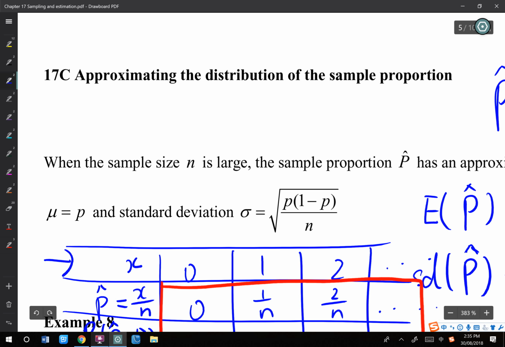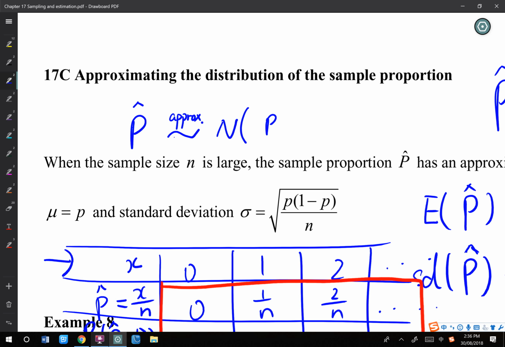So what I can write here is p hat is a random variable. I'm not going to convert that into x. I don't care about x now. I will say that it's approximately a normal distribution. Again, everything looks like a normal in the end. With mu: mu is p, because the expected p hat is p. And then the standard deviation is the square root of p times 1 minus p over n.